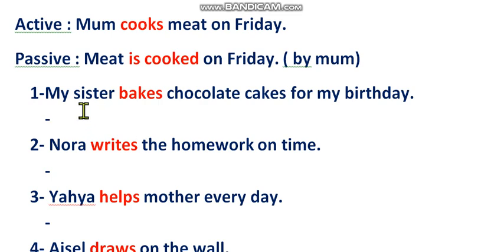Okay, here are some more examples to answer together, changing active into passive. My sister bakes chocolate cakes for my birthday. The object is chocolate cakes. Now, the verb, as I have made it easier to spot by changing the color, bakes. Cakes are plural, so we need are. Bake, baked, baked, so we need baked.